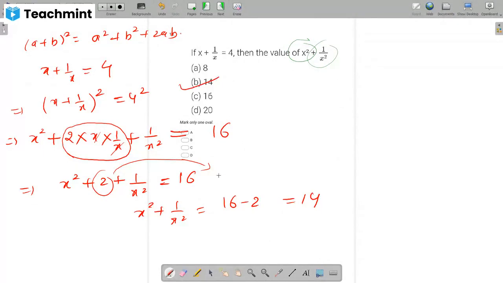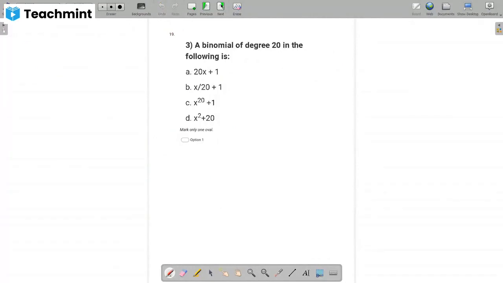Okay, let's move to the next question. A binomial of degree 20 is the following. Degree means the highest power of the variable. So in any of these four, if you find a degree or power of the variable as 20, then that will be the answer. In the first case, this 20 is not the degree or the power, it's the coefficient of x. So this option is wrong. Here the power of x is 1, so the degree of this polynomial is 1.